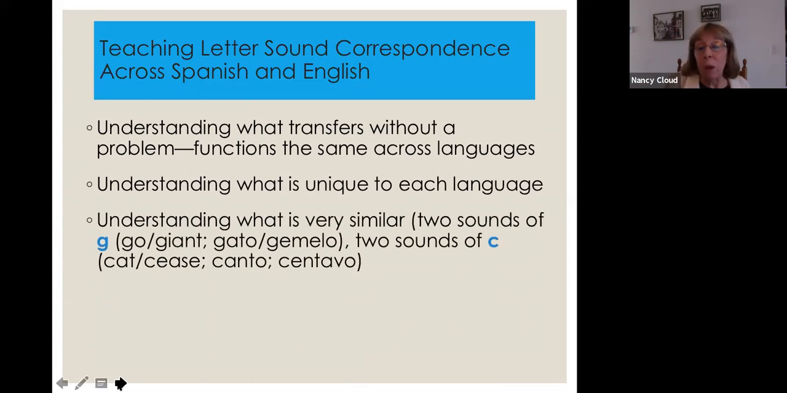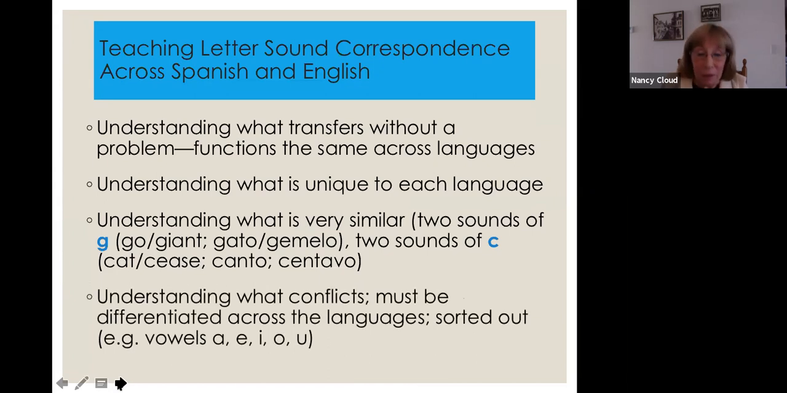For example, between Spanish and English, there are two sounds of G, go and giant. And there's two sounds in Spanish, hard and soft, as in gato and gemelo. And likewise, there's two sounds of C in English and in Spanish. In English, hard and soft, cat and cis. And in Spanish, canto and centavo. So we do know that sometimes something is not exactly the same, but it's very similar.